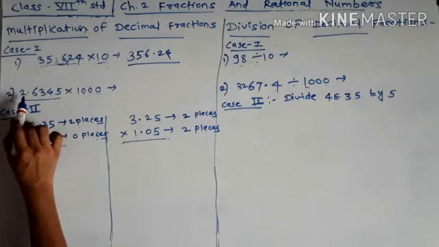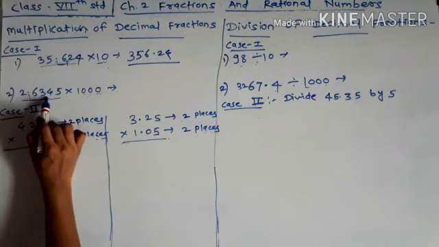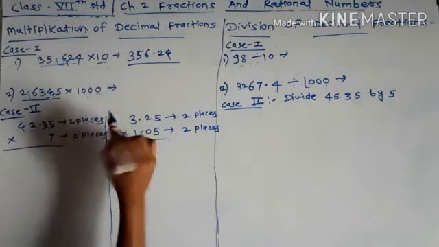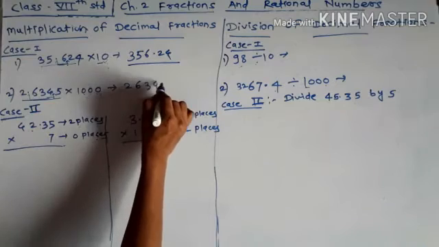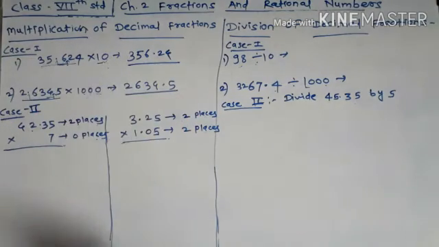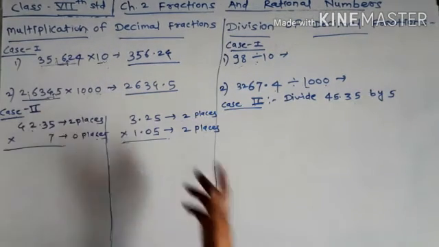So therefore we move this decimal point to the right side by 3 digits. So then we get the answer, that is 2634.5. So in this way we can multiply the decimal fractions by 10, 1000 and 100.